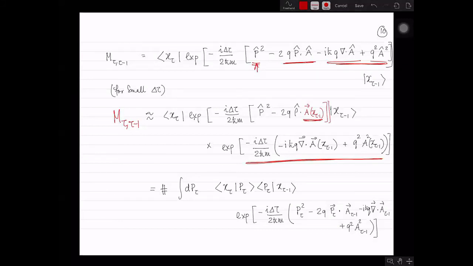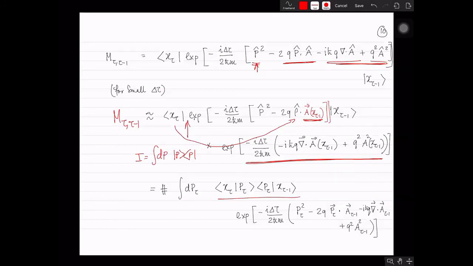Okay, because I cannot hit it with this because it's not diagonal. Okay, I can hit it, but I will get a differential operator. So then I do the same thing. I introduce the identity resolution TP. Okay, that's what has been done here.